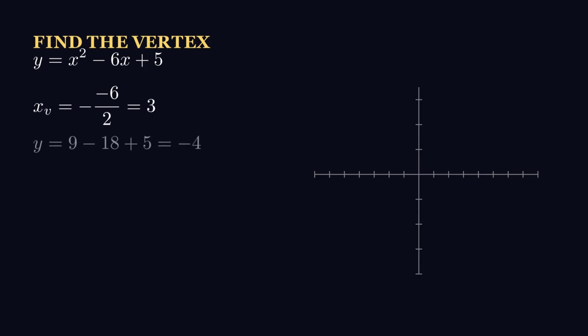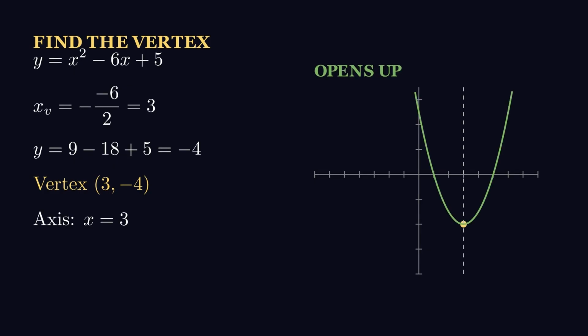Now the real skill, digging the vertex out of standard form. y equals x squared minus 6x plus 5. x of the vertex is negative b over 2a. That's negative negative 6 over 2, which is 3. Plug 3 back in. 9 minus 18 plus 5, negative 4. Vertex 3, negative 4. Axis of symmetry, x equals 3, opens up. And the y-intercept is just the c, 5. 4 facts, whole graph.